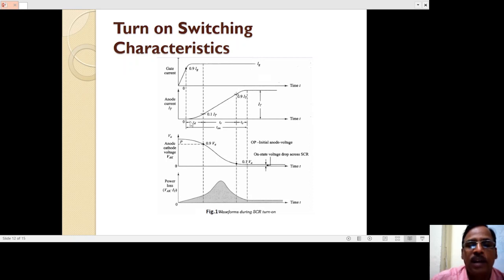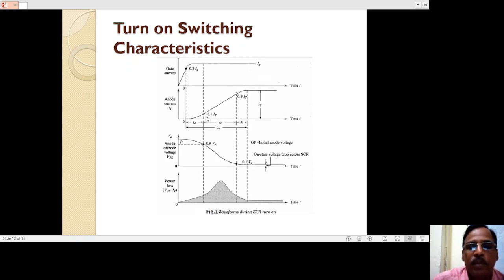So, what is delay time? TD. It is the time lapse between 90% of gate current. See here, dotted line 0.9 Ig between 10% rise of anode current. This period is called delay time. Next is rise time. This portion is TR. This is the rise time.